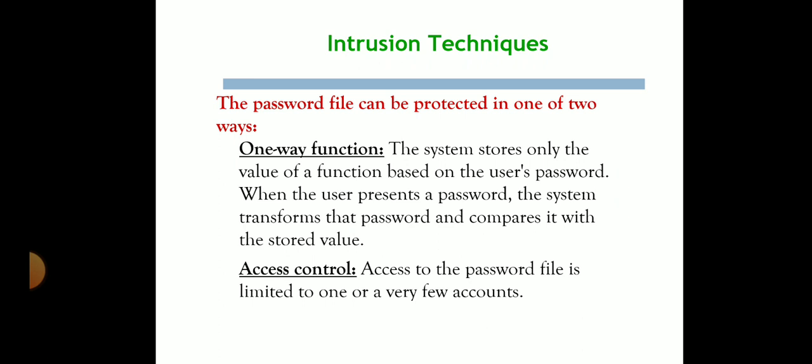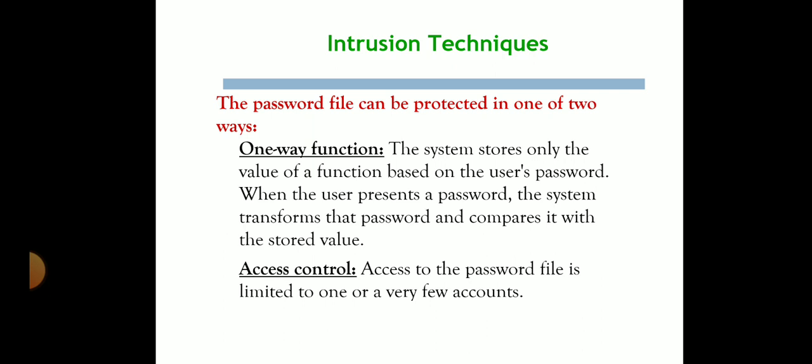In intrusion techniques, we can use the password method. The password files can be protected in one of two ways: one is a one-way function, and the other is access control. In the one-way function, we have a set of passwords, and the passwords are stored in a database. If a user enters a particular password, that password is compared with the stored password. If it is equal, the user will gain access and can enter the system. This is called the one-way function.